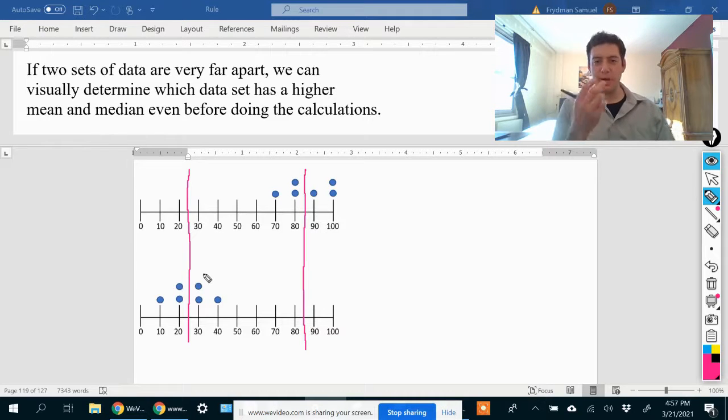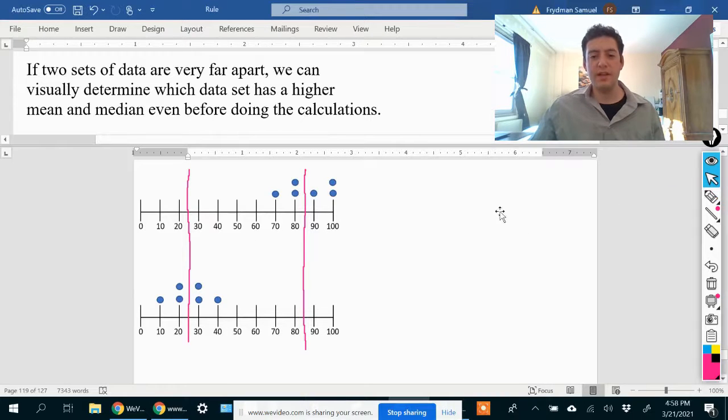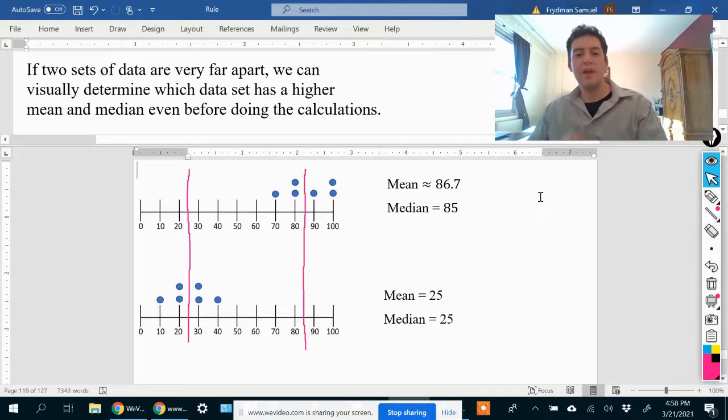And therefore, just by looking at it with my eyes and just pointing my finger at where I think the middle of that data set is, I can see that this data set has a larger center, a higher center, right? A center which is further to the right than this data set. And that's good enough for me to predict that when I do calculate the mean and the median, I'm going to see that the mean and the median are higher for this data set than they are for this data set. Now, I already went ahead and calculated the mean and the median, and here they are.